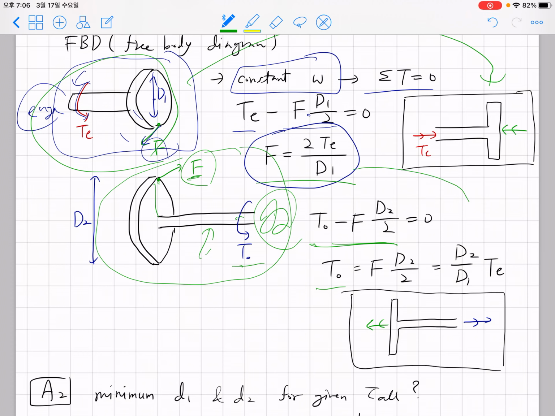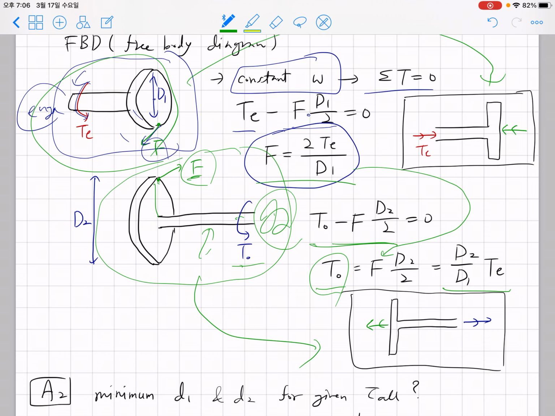And if we plug in the value for F, because F is not provided in the problem, the problem only provided us TE, then we end up having T0 exerted on the other parts of the car turns out to be D2 over D1 TE. Okay, so what's the implication here? Of course, if I draw the free body diagram in double arrow notation, it looks like this. Anyway, the implication of this equation is that by tuning the ratio between the D1 gear and D2 gear, you can change the torque exerted on the other part of the system.